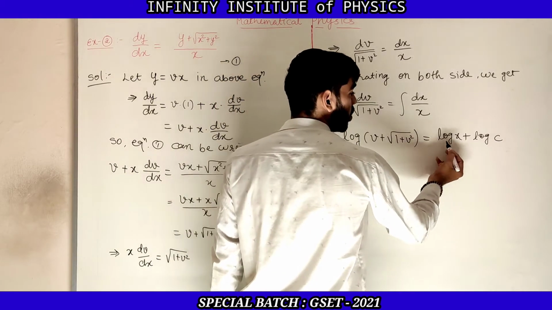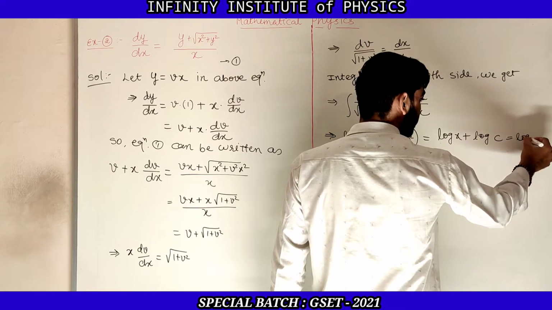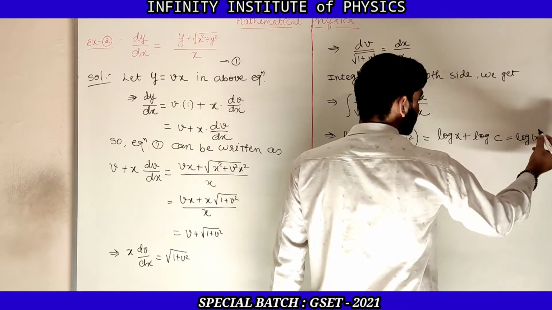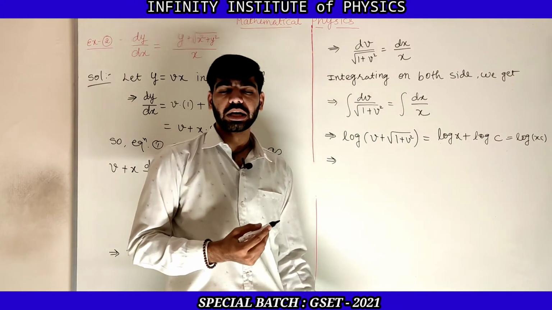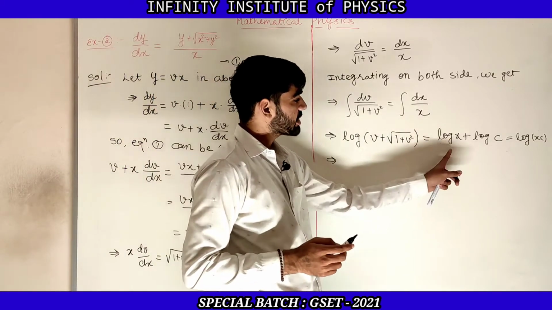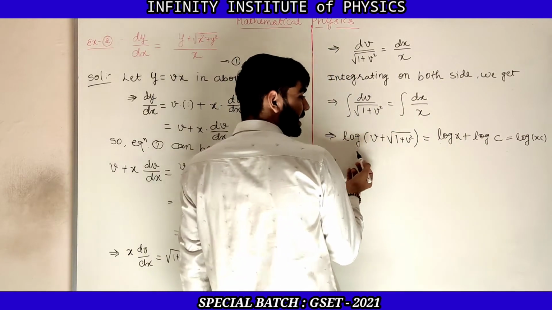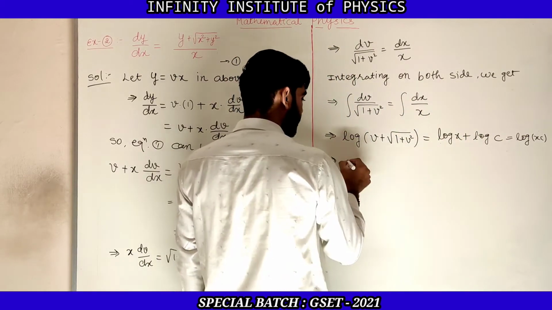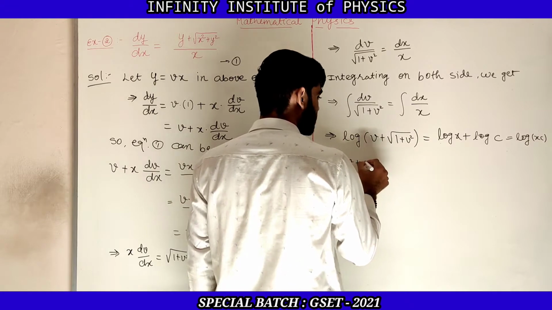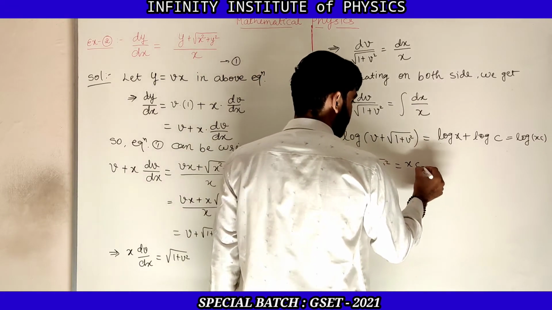And now log x plus log c can be written directly as log xc, because we have the property of logarithm as log a plus log b is log ab. And so log x plus log c is log xc. And now let us take the anti-log on both the sides, then it will be only v plus square root of 1 plus v square, that is xc.